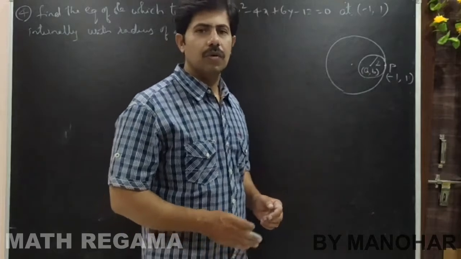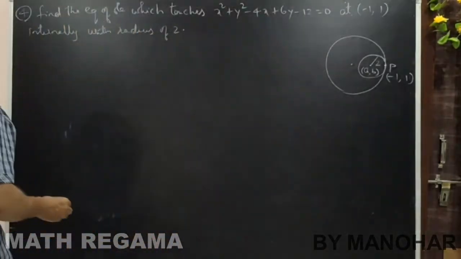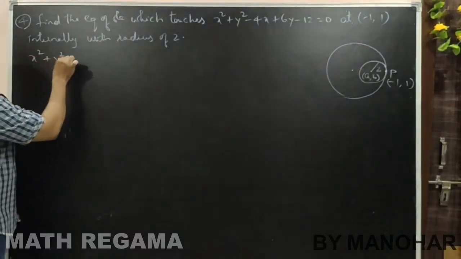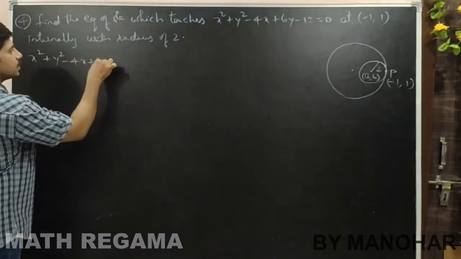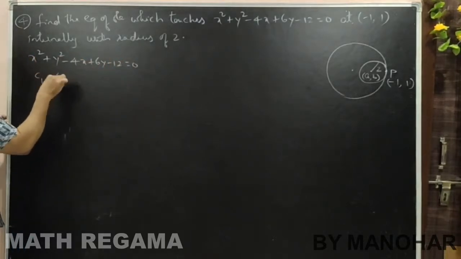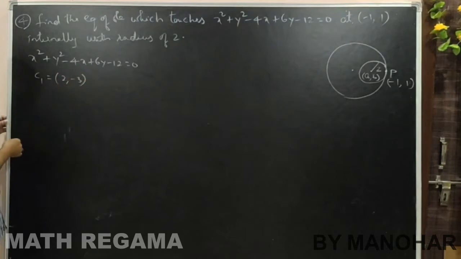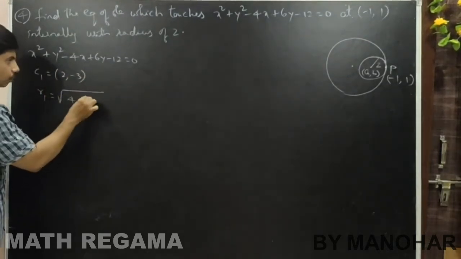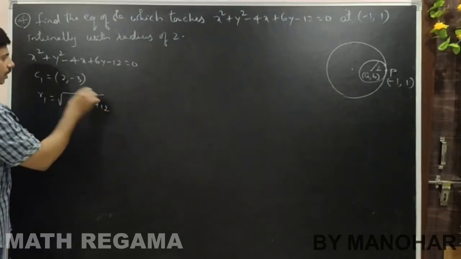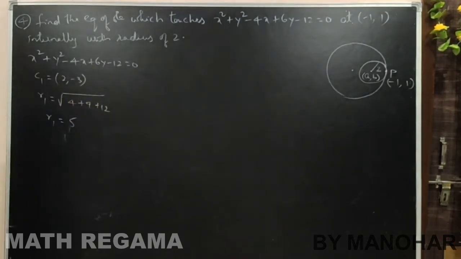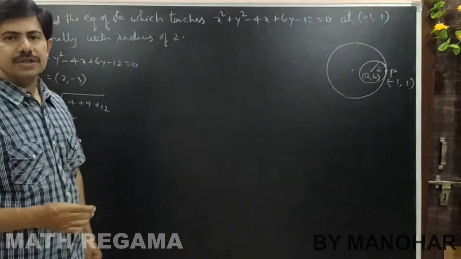Okay, so first we write the given equation of the circle: x square plus y square minus 4x plus 6y minus 12 is equal to 0. Now what is the center? It is (2, -3). Now what is R1? Under root of g square plus f square minus c, that is 4 plus 9 plus 12. So R1 is nothing but 5. R2 they gave us is 2.